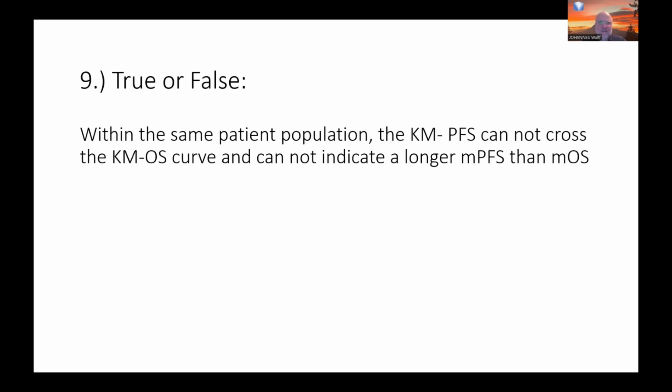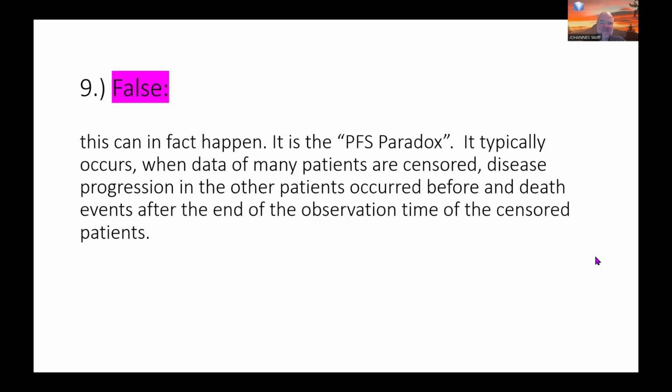True or false? Within the same patient population, the Kaplan Meier PFS cannot cross the Kaplan Meier OS curve and cannot indicate a longer median PFS than median OS. This is false. That can indeed happen, as much as it is counterintuitive and it clearly does not describe biological reality, but it is something that can happen in the Kaplan Meier curves. There is a whole video about it.